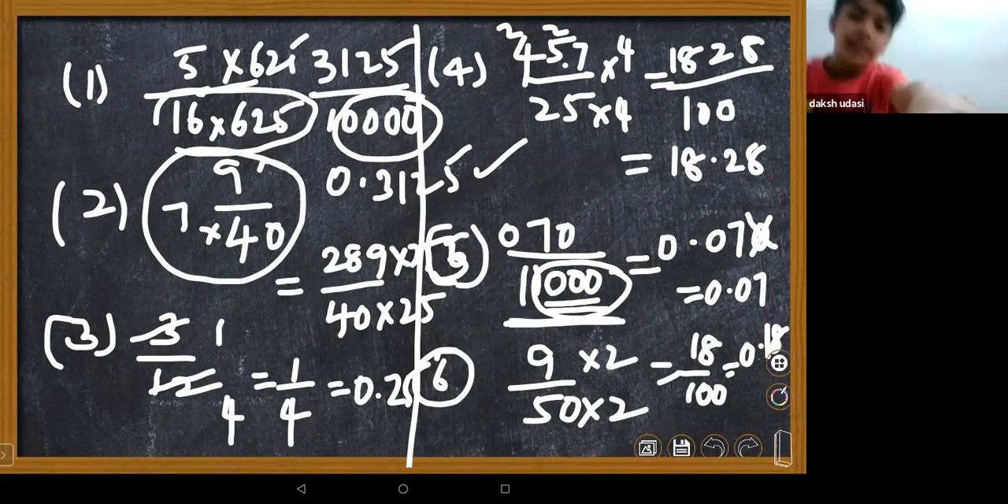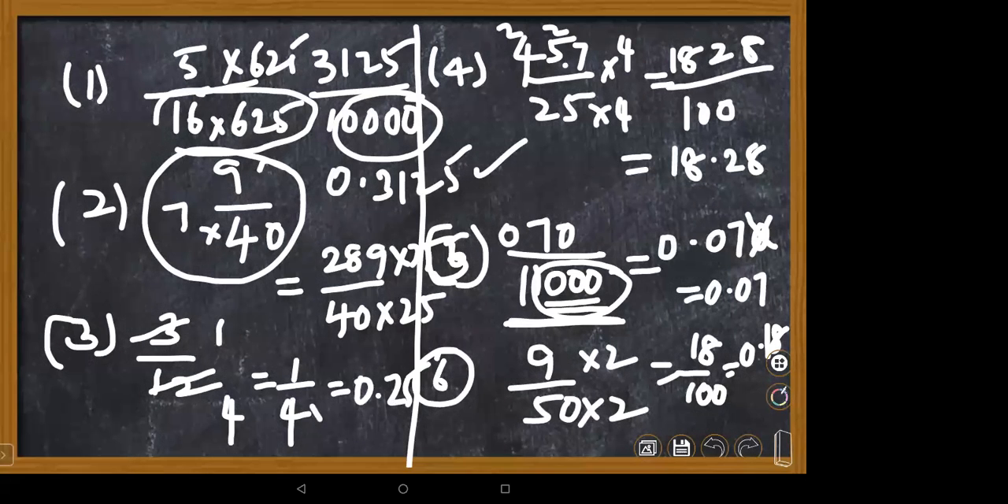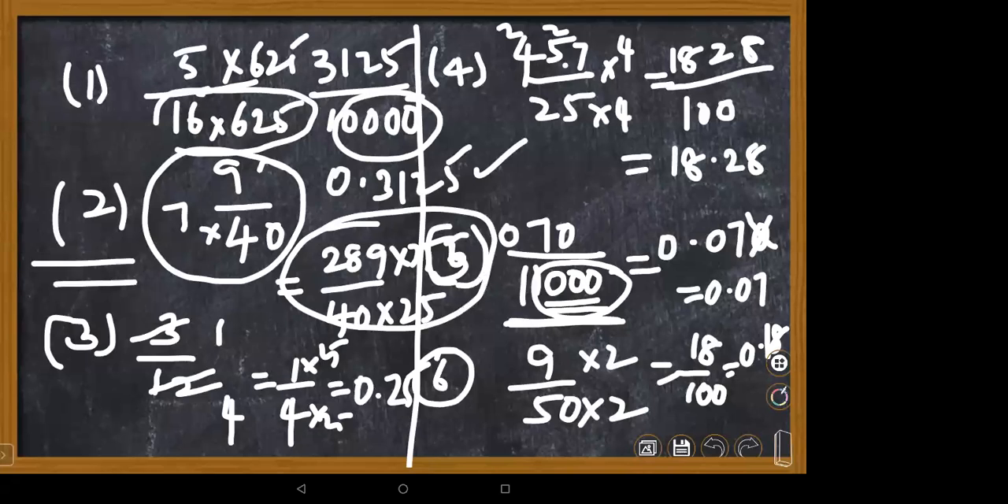One by four is a quarter, children. We can just multiply with 25. So 25 by 100 is 0.25. Simple task. Only that this question takes a little time. The rest, every question, you can answer in half a minute, children. Please practice time also, so that when you go to senior classes, you speed up and get the solutions correct.